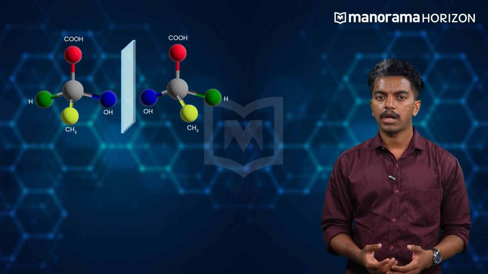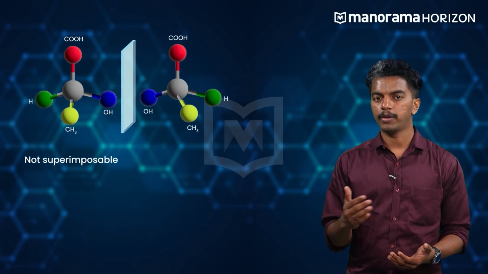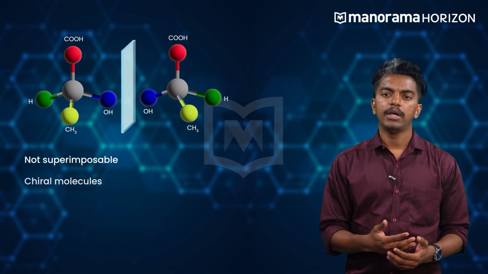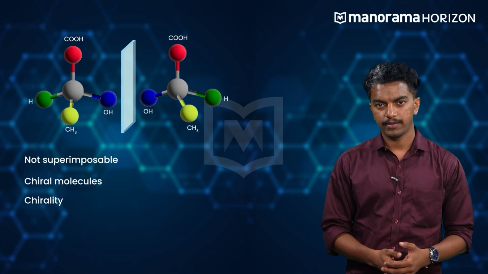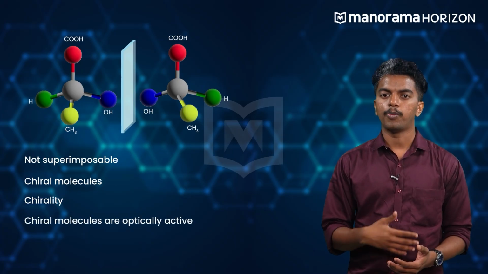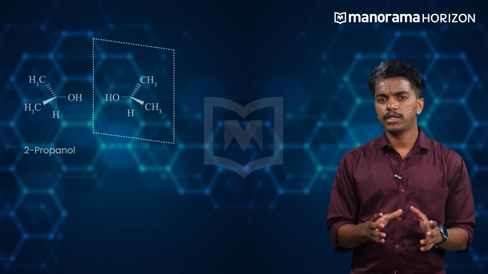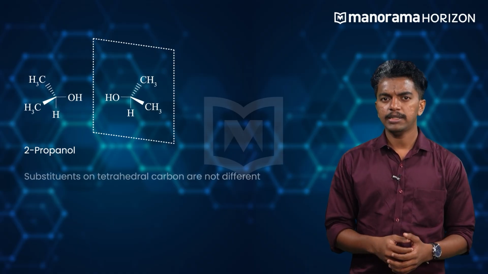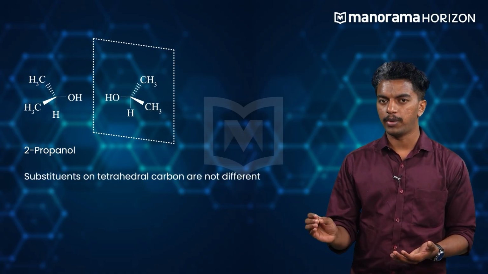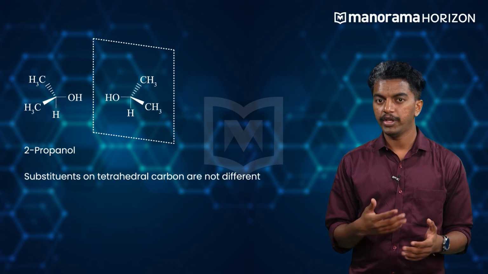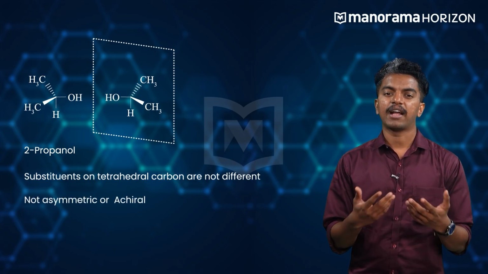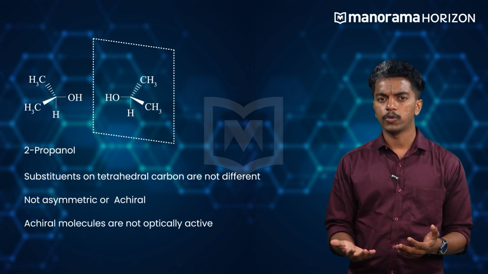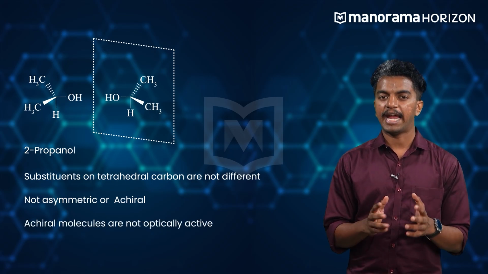Such molecules are not superimposable on their mirror images. They are called chiral molecules, and this property is called chirality. Chiral molecules are optically active. Now consider 2-propanol. Here the substituents on the tetrahedral carbon are not all different. Therefore, 2-propanol is not asymmetric, or you may say it is achiral. Achiral molecules are not expected to be optically active.